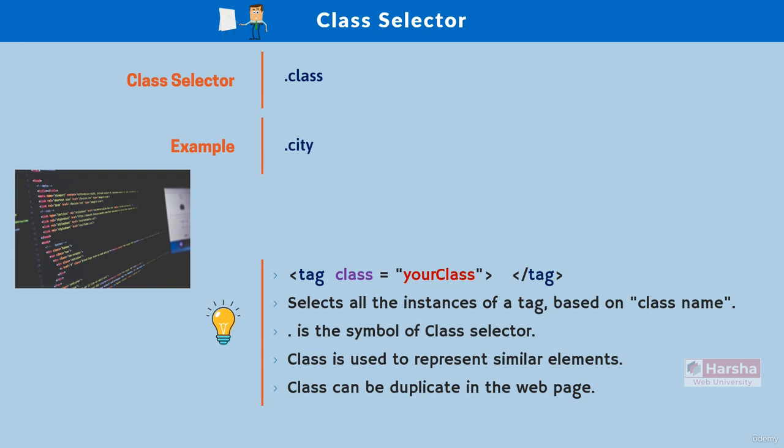For example, we have applied class equal to city for all the cities, and you can select all of them by using the class selector, that is .city. So once we have given the class selector .city, the browser selects all tags that are having class equal to city. And then you can apply a common style for all those elements.